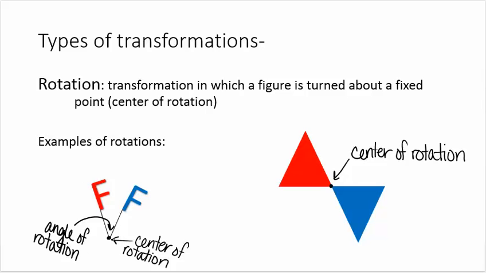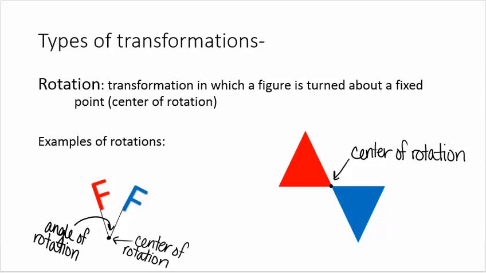And you can see down here is our center of rotation. So I've got a little line extended from the center of rotation to the figure so that you can see the angle of rotation. So this F has been rotated about this point down here through this angle of rotation, which is, I don't know, maybe 15 degrees. And then the blue F is the image after the rotation.